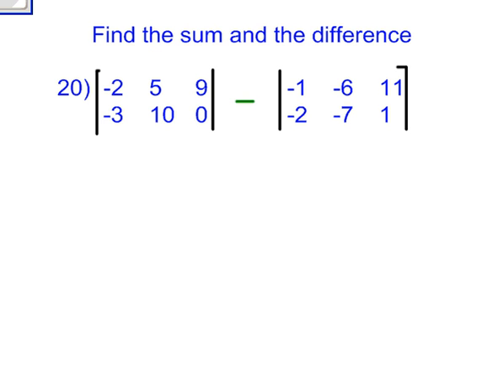The second part is to find the difference. So we have a negative 2 minus a negative 1. That would be the same as negative 2 plus 1, which would give you negative 1. 5 minus a negative 6, which would be the same as 5 plus 6, which is 11. 9 minus 11, which would give you a negative 2. Negative 3 minus a negative 2, which is the same as negative 3 plus 2, which would give you negative 1. 10 minus a negative 7 is 17. And 0 minus 1 is negative 1.